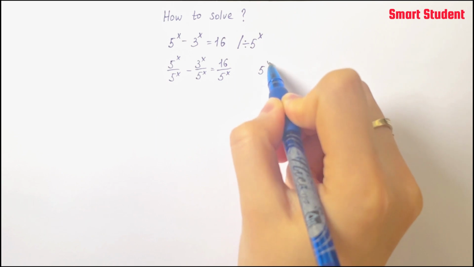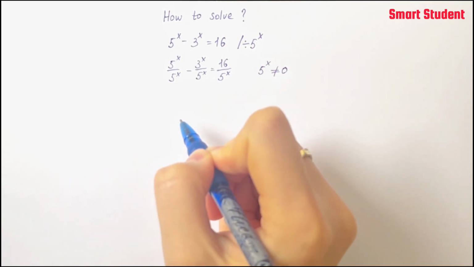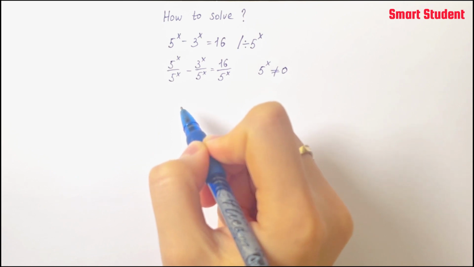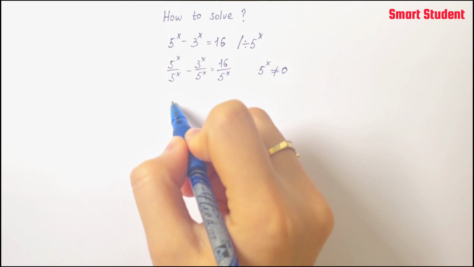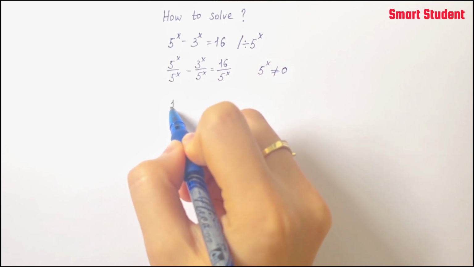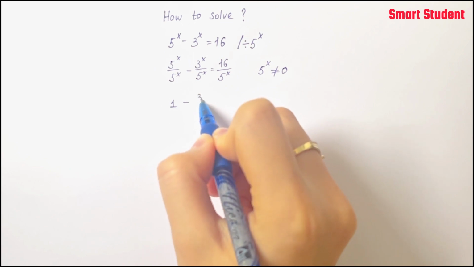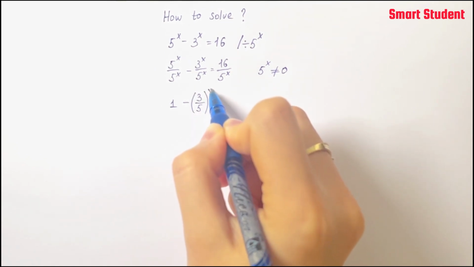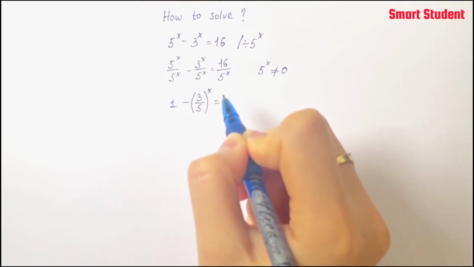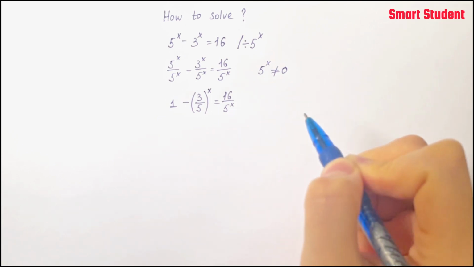Obviously, 5 to the power x is never 0, unless x approaches negative infinity. It can never be 0. It's always positive, so it's okay to do that. Now, 5 to the power x divided by 5 to the power x is 1, as you know. And this expression, because they have the same exponent, can be written as 3 over 5 all to the power x. And the right-hand side is 16 divided by 5 to the power x.